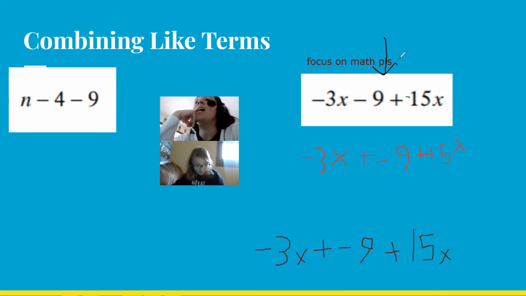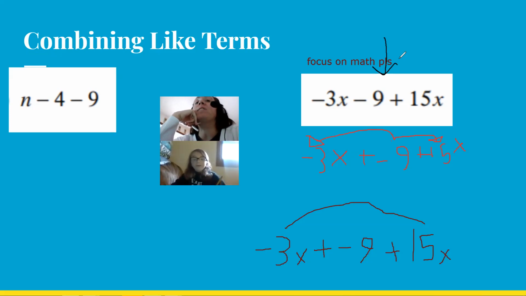Excellent. So now we can clearly see what's negative. So what would we combine? What are our like terms? Yeah, the -3x and the 15x are our like terms. Very good. So that's what we are going to combine. So what is -3 plus 15?